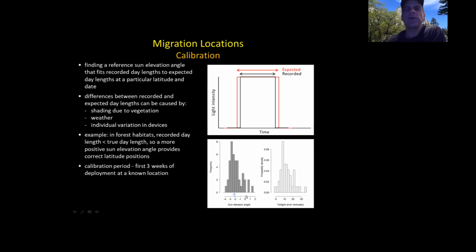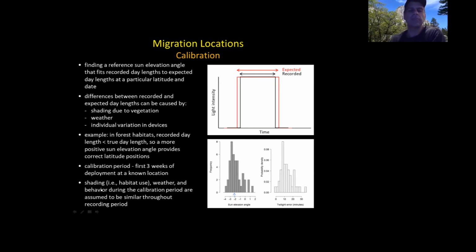But to get at what our sun elevation angle is, we used the median sun elevation angle to represent the sun angle in subsequent calculations for positions. So using this sun elevation for the entire year means that the shading, weather, and behavior during the calibration period, we're assuming those are going to be similar throughout the entire time the geolocator is on the bird.